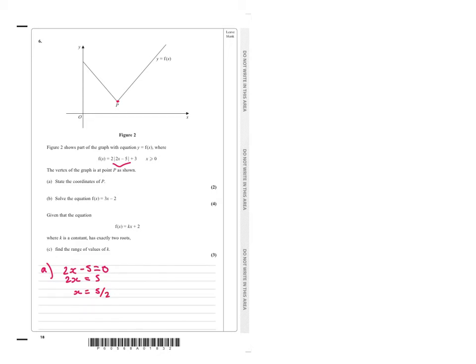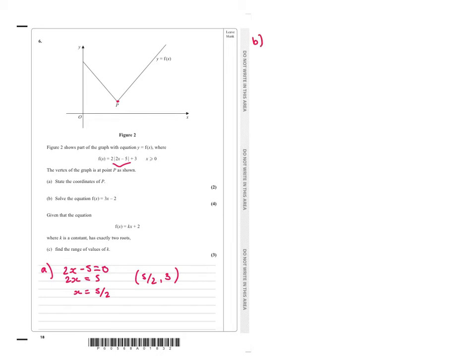And then how do we find our y-coordinate? I'm going to substitute that in, but if we think this is where this equals 0, so we're going to get two lots of 0, so f of x is going to equal 3. So our y-coordinate is 3, so we have 5 over 2, 3. So here's our coordinate. Part B says solve the equation f of x equals 3x minus 2.